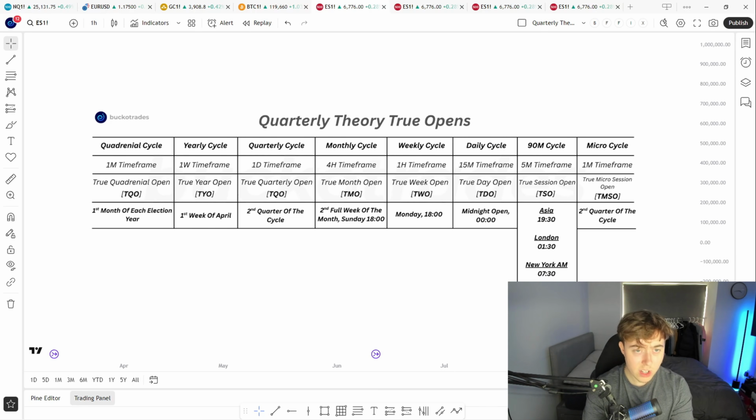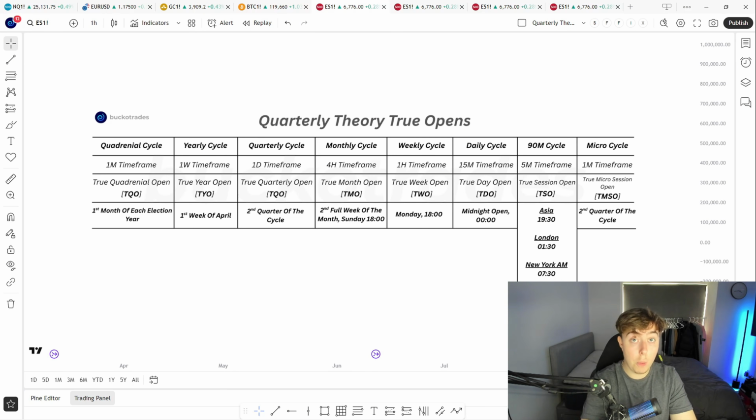Okay, so first of all, as you guys can see, we've got a little spreadsheet here on the chart telling you the timings and the names of each of the true opens. As always, starting with the quadrennial cycle, the 4-year cycle. It's lasting 4 years long. Each quarter is 1 year long. And essentially the true open is always, for every single cycle, the Q2 open. So we have Q1, Q2, Q3, Q4. Ignore Q1. Well, don't ignore it, but the true open isn't in Q1.